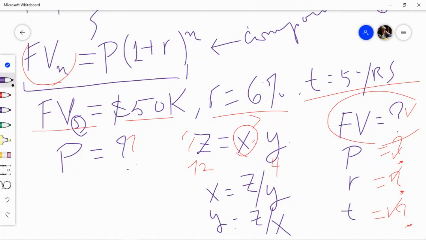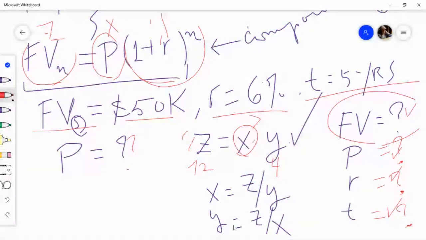Any equation, no matter how complex it may look, it's your job, your responsibility, to reduce it to the simplest form so that the z equals x times y structure can be identified, right? And then if you think about it, the compounding formula is already in this format. Why? Because this is z, this is x, and this is y. Isn't that right?